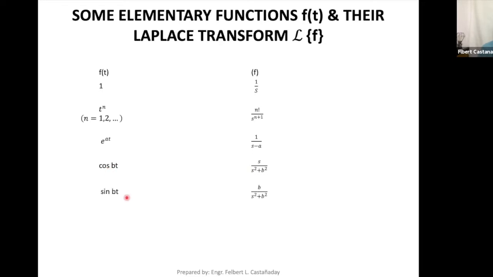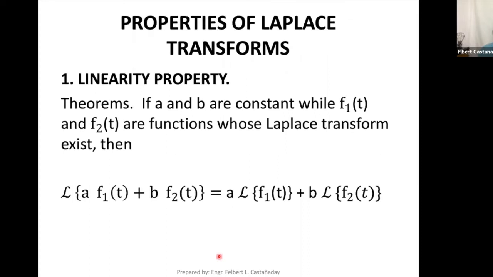And the next is sine bt, whose Laplace transform is b over s squared plus b squared. Now, in terms of the hyperbolic functions, hyperbolic cosine of bt is equal to s over s squared minus b squared, and hyperbolic sine of bt is equal to b over s squared minus b squared. So today we will be talking about the properties of Laplace transforms.